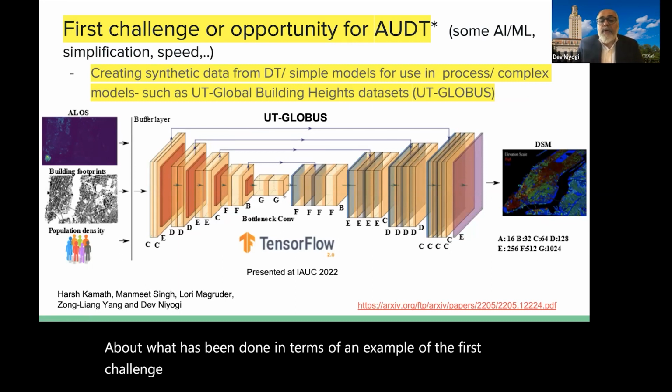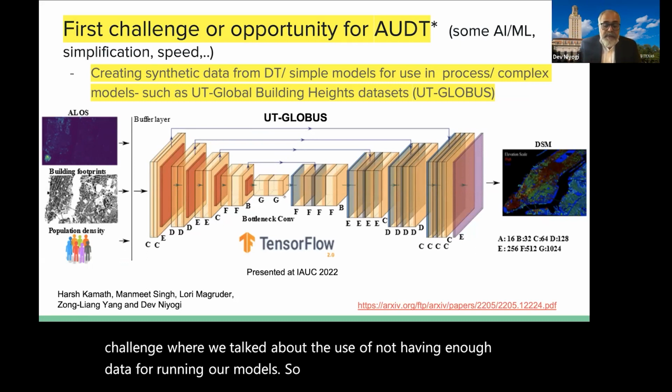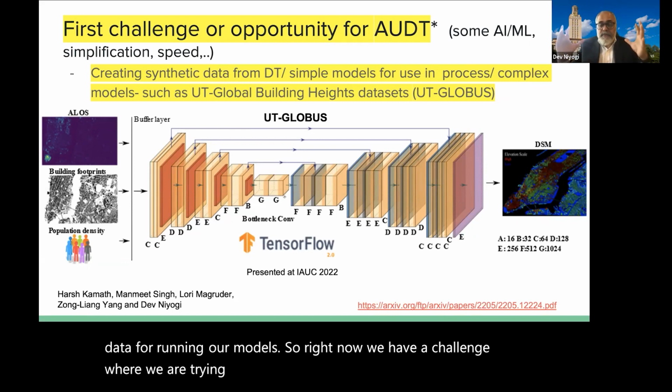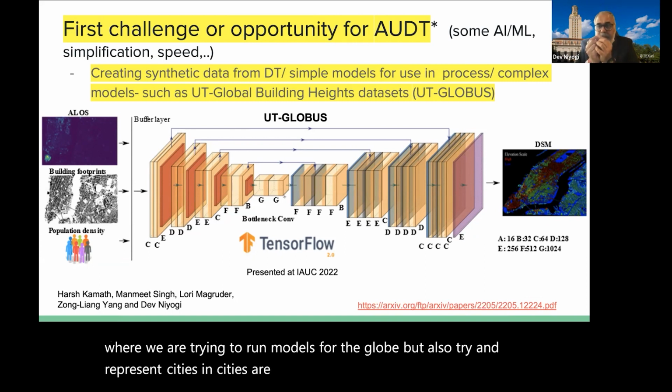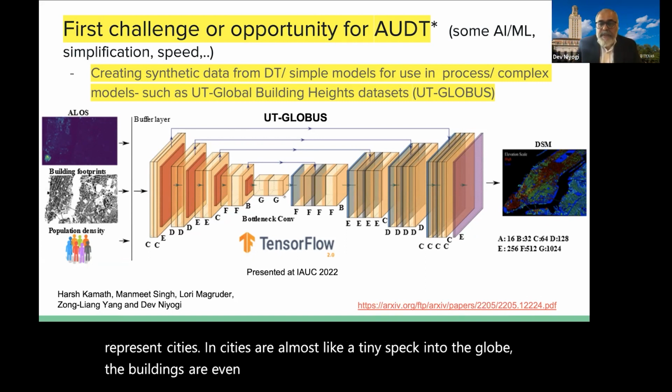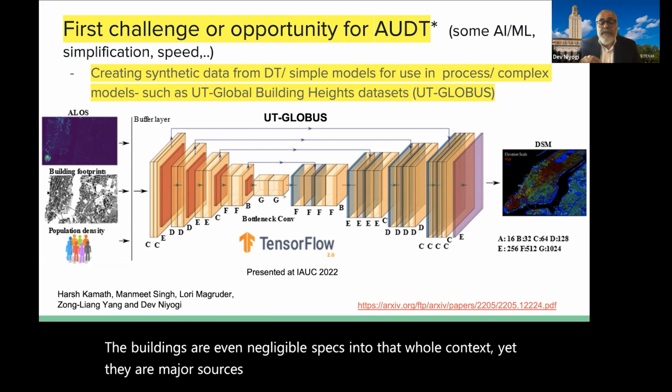So let me talk quickly about an example of the first challenge, where we talked about not having enough data for running our models. Right now we are trying to run models for the globe, but also trying to represent cities in it. Cities are almost like a tiny speck in the globe. The buildings are even more negligible specks in that whole context. Yet they are a major source of energy use and greenhouse gas emissions. And so we are trying to reduce that.